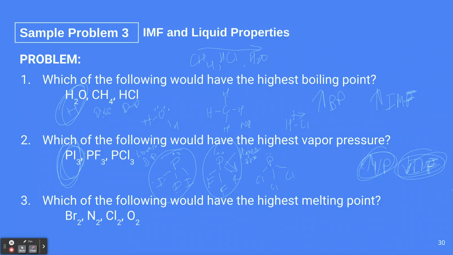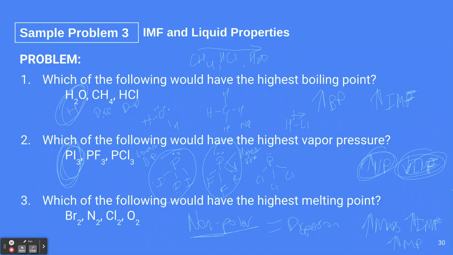And the last one: which of the following would have the highest melting point? Here we're looking at all diatomic molecules. In this case, diatomic molecules are all nonpolar. And if they're all nonpolar, that means that they only have dispersion forces. And if they only have dispersion forces, we're looking for the highest molar mass to give us the highest IMF, to give us the highest melting point. So we're looking for the biggest molecule.